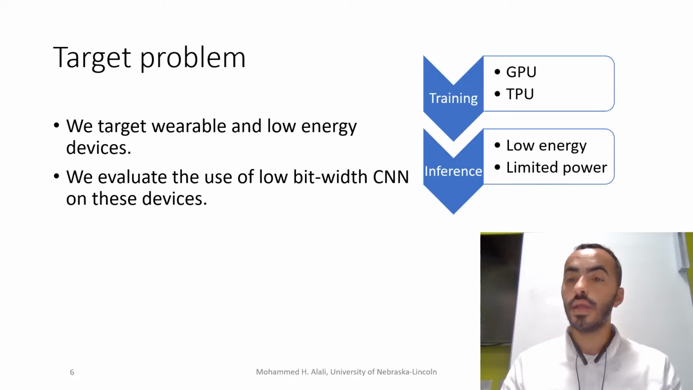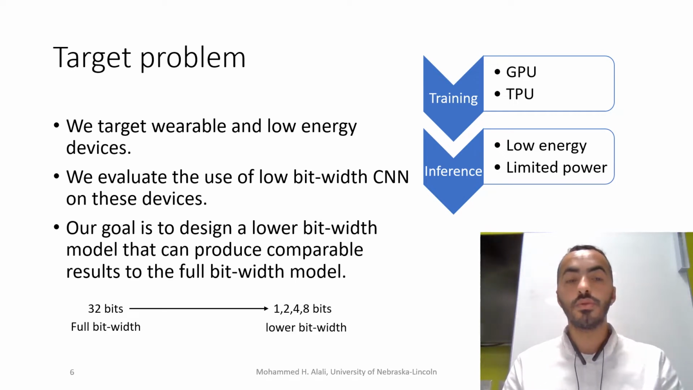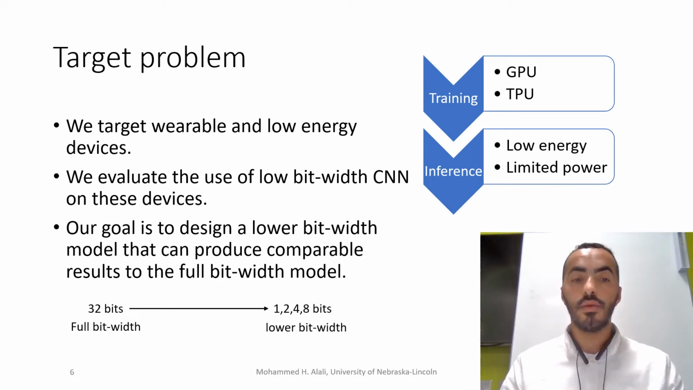Our target problem here: we target wearable and low energy devices. The model is trained using high computational resources such as GPU or TPU, but the trained model is used for inference on low energy and limited power devices. So we evaluate the use of low bit width CNN on these devices. Our goal here is to design a lower bit width model that can produce comparable results to the full bit width model. The full bit width is 32-bit. We use lower bit widths of 1, 2, 4, or 8 bits.